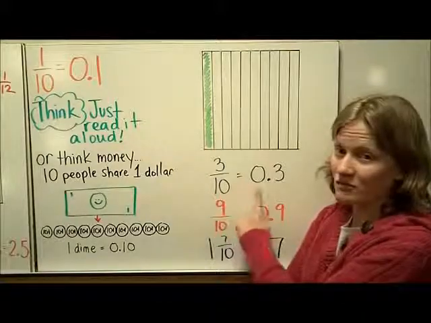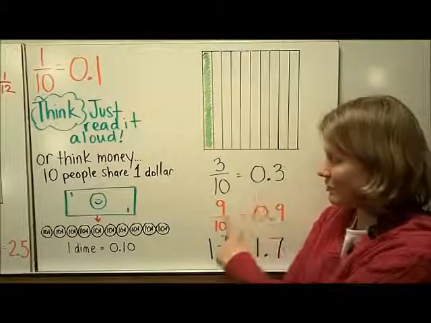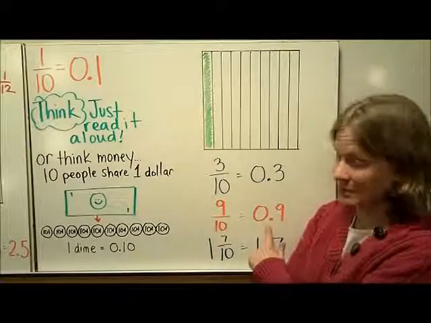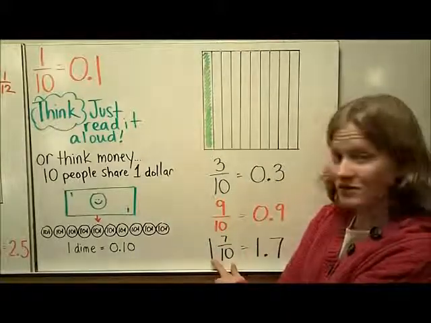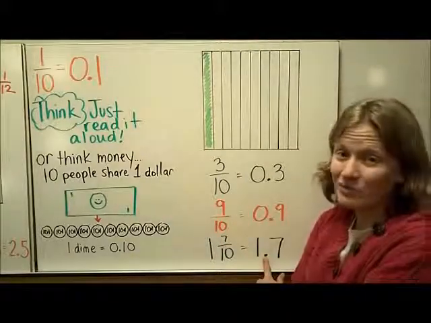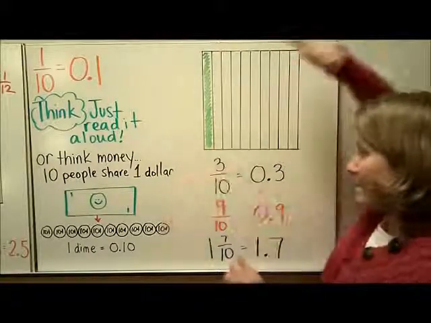3/10, the fraction, reads the same as 3/10 the decimal. 9/10, 9/10. 1 and 7/10, we read it the exact same way in a decimal. 1 and 7/10.